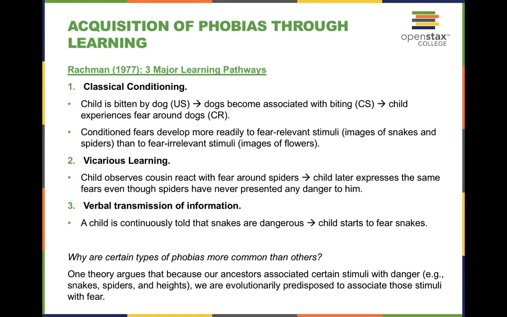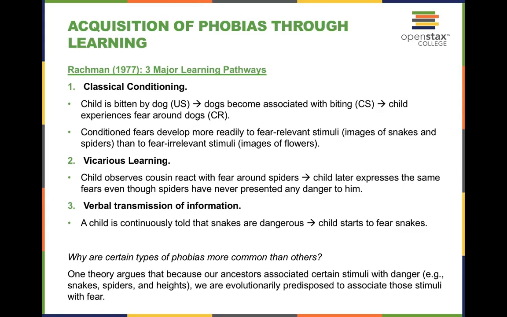Next is verbal transmission of information. Now, again, it doesn't happen directly to us. We don't see somebody else being fearful, but when we hear about somebody having an unpleasant or a scary experience, we may develop that fear as well. For example, a child is continuously told that snakes are dangerous. Therefore, the child starts to fear snakes.